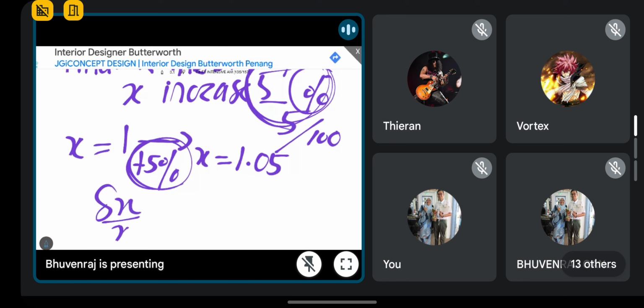Okay, another formula for you guys. The change, bahagi dengan original, darab 100. You will get an answer. Okay, if they want the percentage change in x lah. Okay, this one more formula for you guys. Other than that, I think we done already.